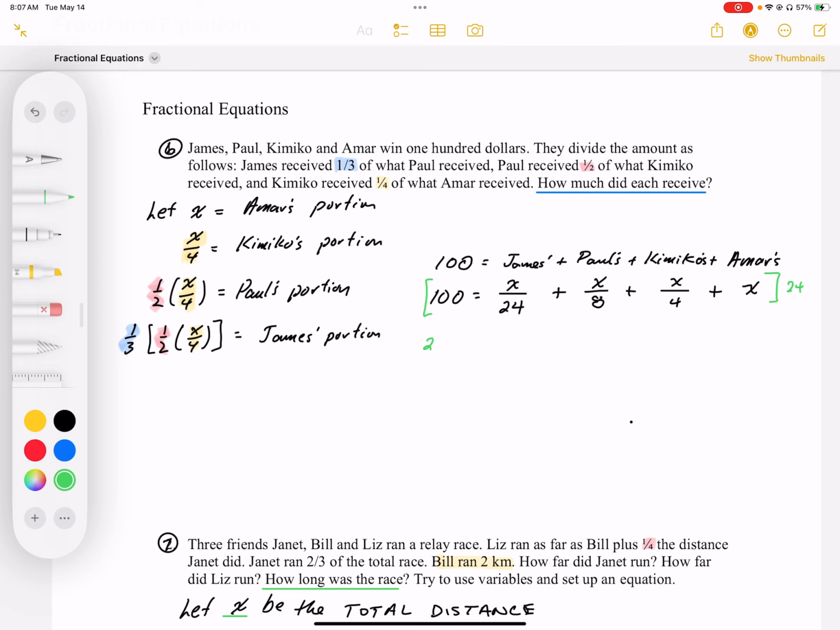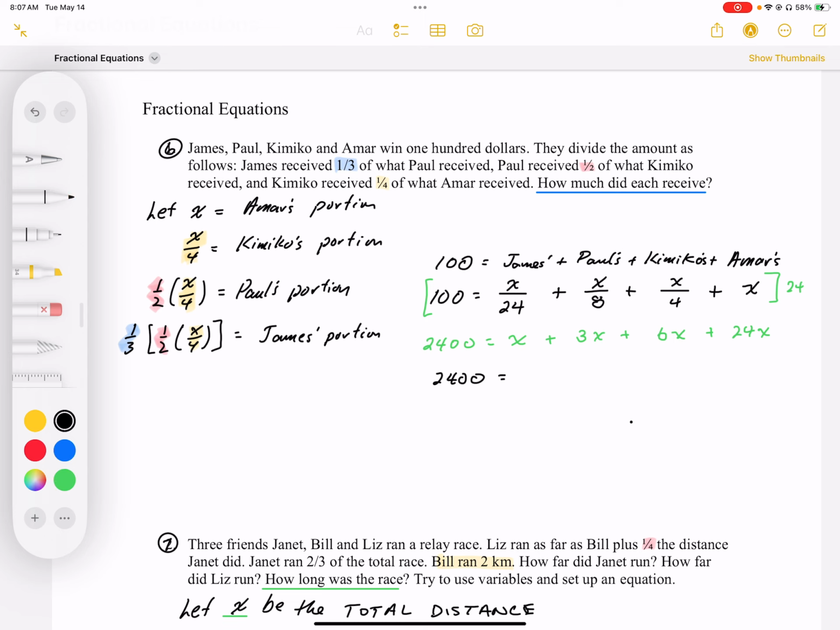So I get 2400 is equal to x plus 24 divided by 8 is 3, so I get 3x plus 24 divided by 4 is 6x plus I get 24x.